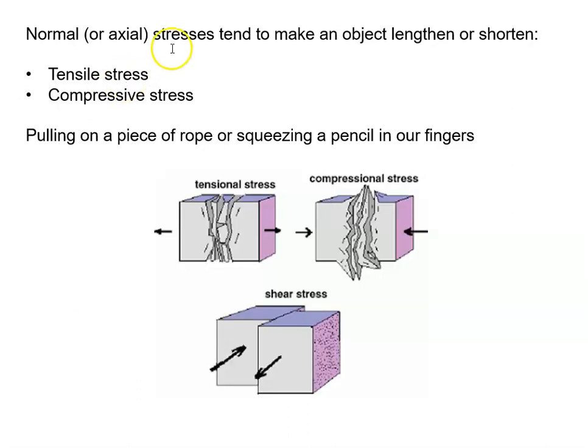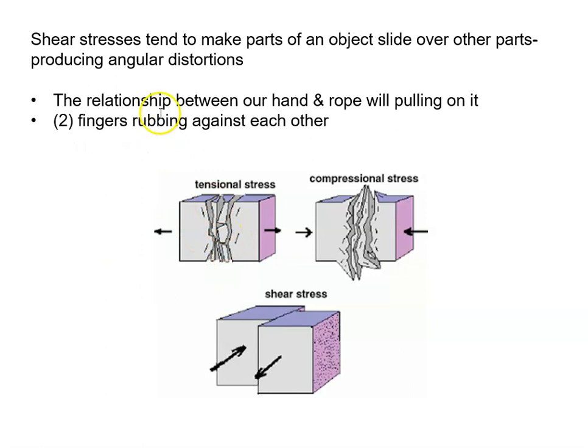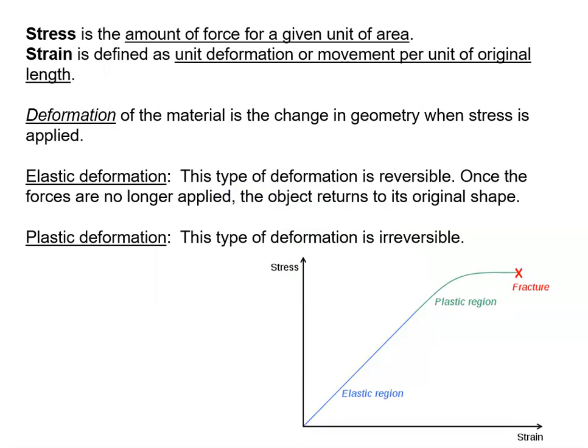All right. So normal stresses tend to make objects become longer or shorter. So that's what we see here. We saw that in a previous lecture. We discussed tensile and compressive stresses or forces. So here we have something being crushed. Here we have something being pulled apart. And then we have shear, the relationship. So objects sliding over other parts, the relationship between our hand and the rope pulling on it. That makes sense. Or two fingers rubbing against each other right there. The shear is happening right at the interface of those two parts of the material, parts of the object, or different objects for that matter.